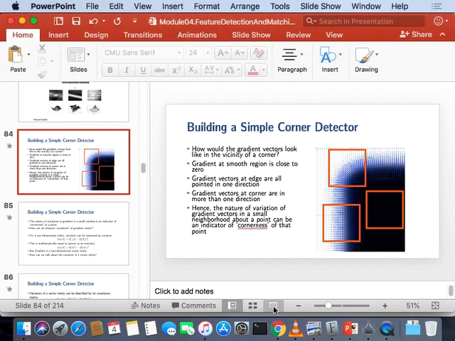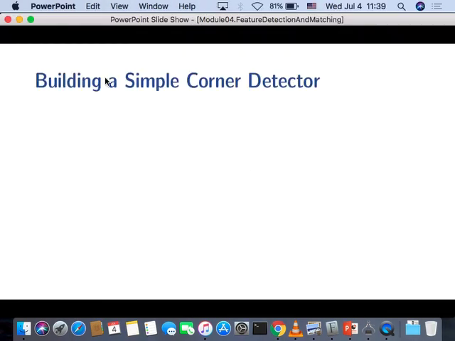Bismillahirrahmanirrahim. Let's begin where we left off last time. We were talking about corner detection. And I motivated corner detection by saying that this is an essential step in, let's say, trying to make a panorama, and so you have to figure out the homography between two images.